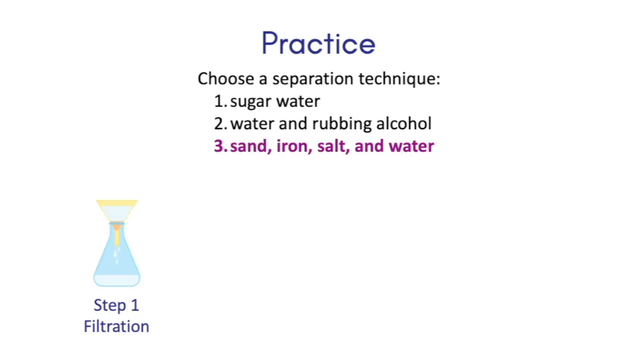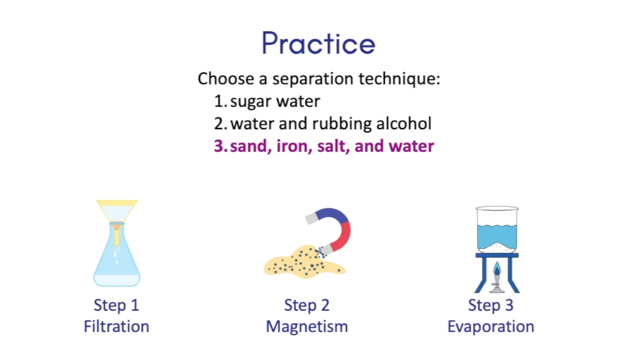Now, this next mixture of sand, iron, salt, and water all together is a little tricky. Water and salt will completely dissolve. Sand will not completely dissolve in water, nor will iron. So our first step would be filtration, where we separate the salt water mixture from the sand iron mixture. Next, we will allow that sand iron mixture to dry and then use magnetism to separate the iron from the sand. Then we will go back to our salt water mixture and use evaporation to separate the water from the salt.